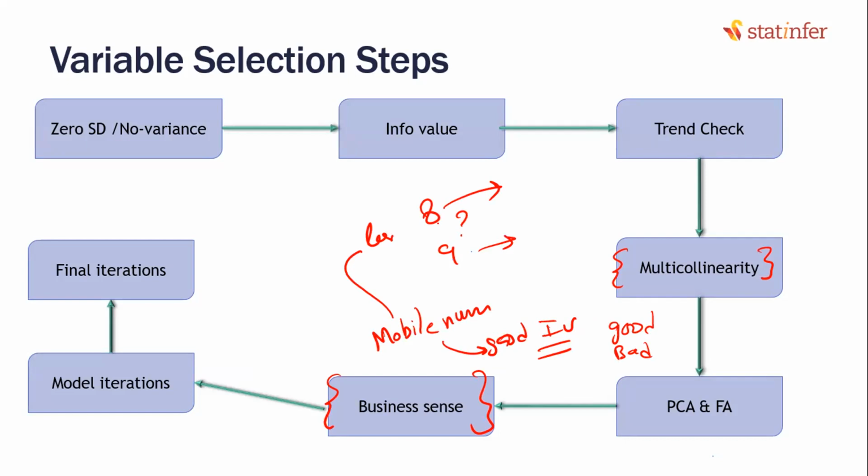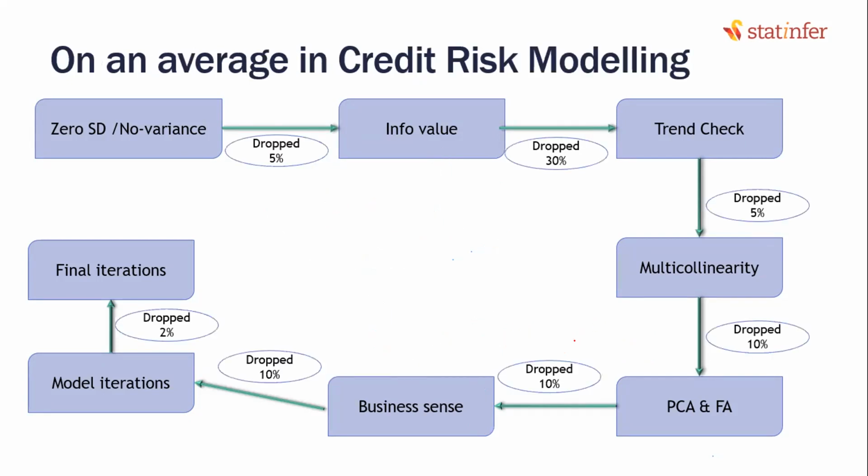No. Though it is giving high information value, that happens just by chance. Do you agree with that point? It happened just by chance. It's a mathematical formula, so it can show some variables that don't make any business sense. We will drop them.